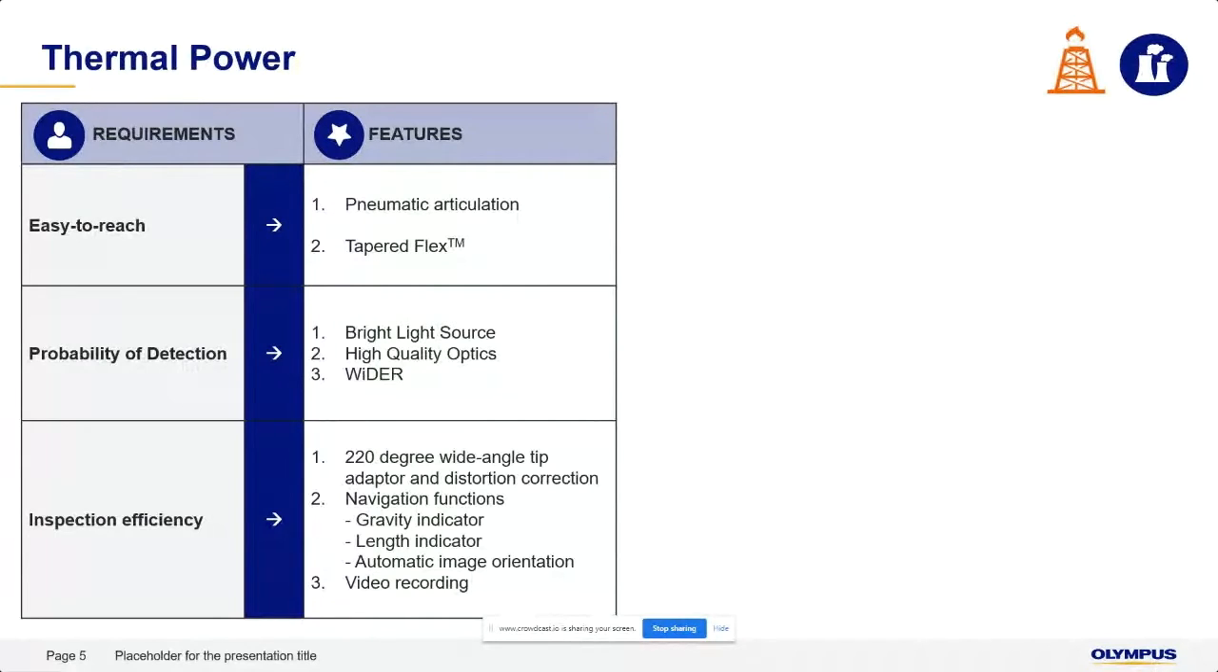Probability of detection, again: bright light source, high quality optics, and wider field of view. I can talk more at length on high quality optics and wider. Basically, pictures are worth 1,000 words with regard to those. Bright light source, I will say that the G-Air specifically, again, has a large macro LED in the tip adapter. The light from that is definitely very, very bright for what you're using or needing.